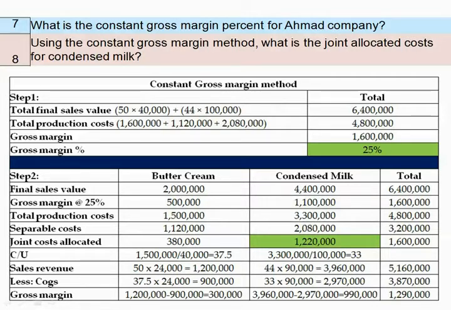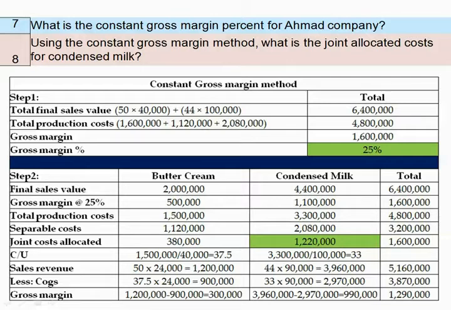For condensed milk, final sales value equals 4,400,000. Gross margin 25% multiplied by 4,400,000 equals 1,100,000. Total production costs will equal 4,400,000 minus 1,100,000 equals 3,300,000. Separable costs 2,080,000. Joint costs allocated 1,220,000. Cost per unit 3,300,000 divided by 100,000 equals 33.